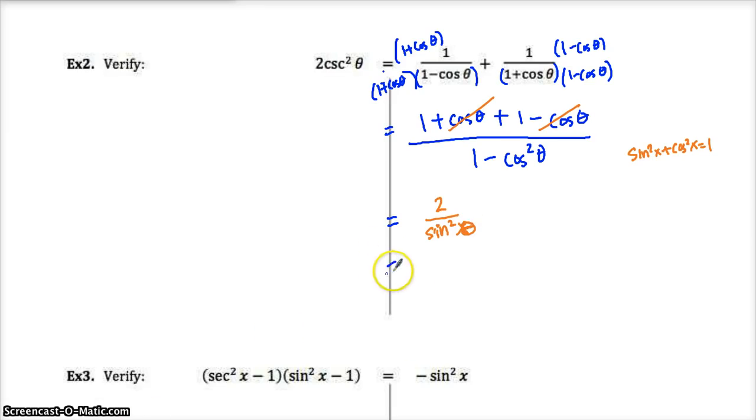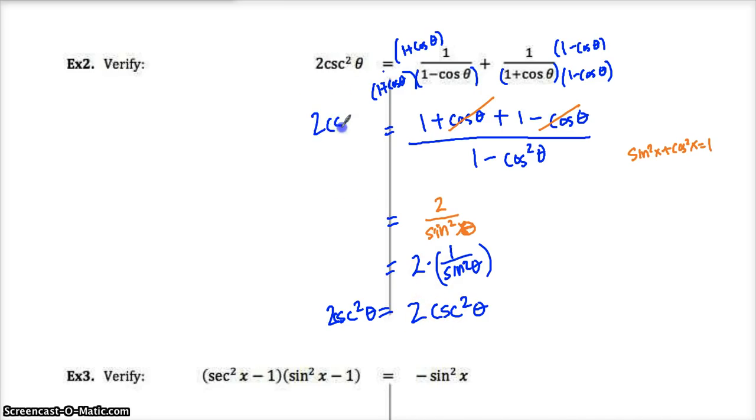And remember, what is 2 times 1 over sine squared theta? In other words, that's what that's saying. Well, it's just 2 cosecant squared theta. 1 over sine squared theta is cosecant squared theta. So yes, you could rewrite that whole thing. And now we have the left-hand side equal to the right-hand side. And we're done.